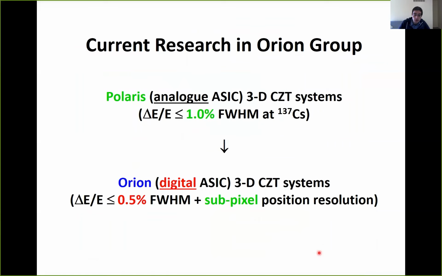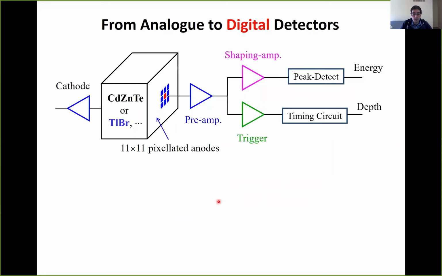Currently, the research of interest is to upgrade the analog system, which I showed before, and we call the Polaris system, to the digital system. And we have reduced the noise in it significantly and allowed for more advanced processing of the detector. So we are now less than 0.5% with sub-pixel resolution. I'll talk about where the sub-pixel resolution comes from and what it is.